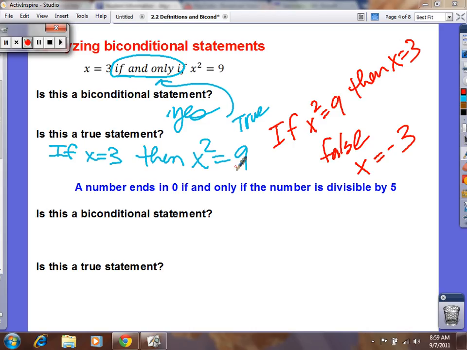Okay, look at this guy right here. This next one: a number ends in 0 if and only if the number is divisible by 5. So there's a statement. The lawyer's getting paid big money to try and defend this. He wants to know if he's got a case or not.